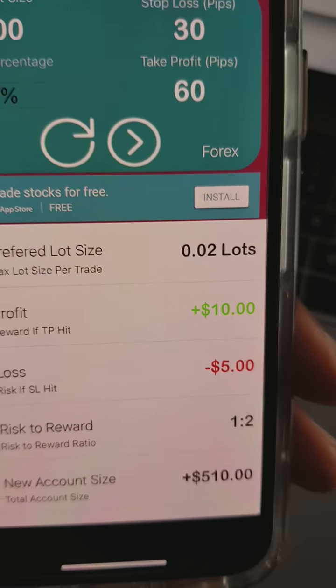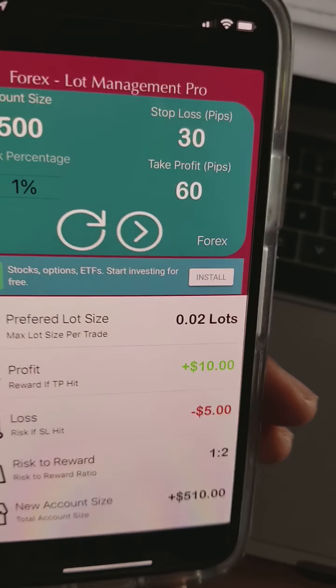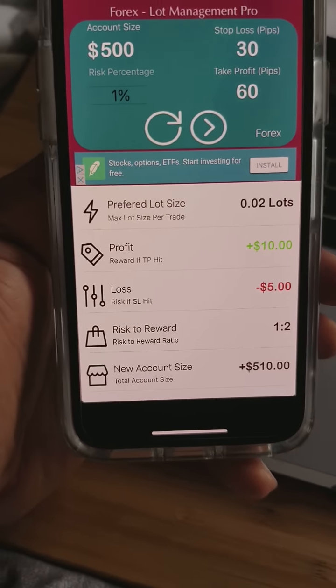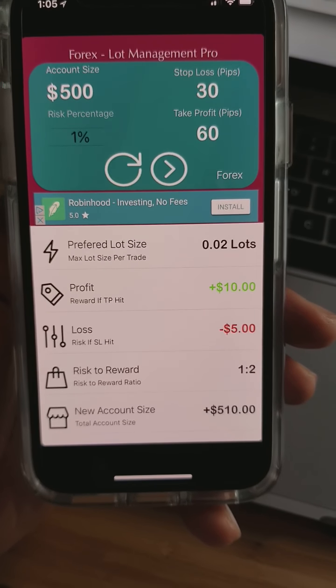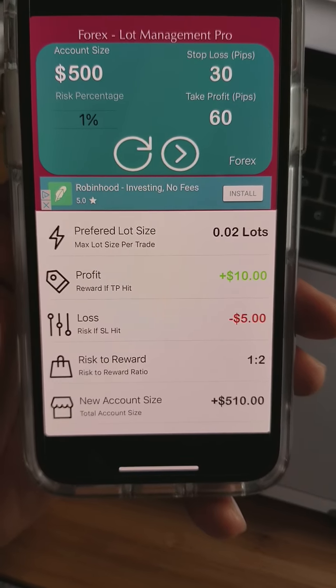Okay. So if you open up multiple trades, which most people are doing because they're new and they're excited, they're trying to get rich quick. Okay. So you open up multiple trades at 0.02, for example.